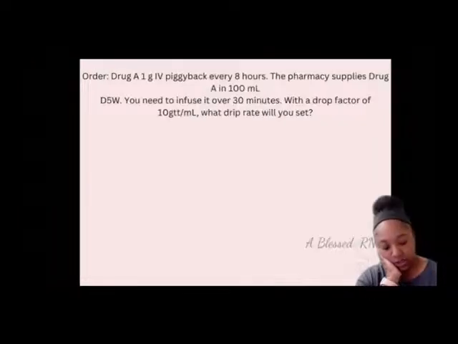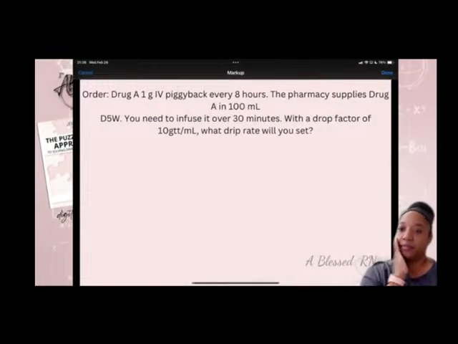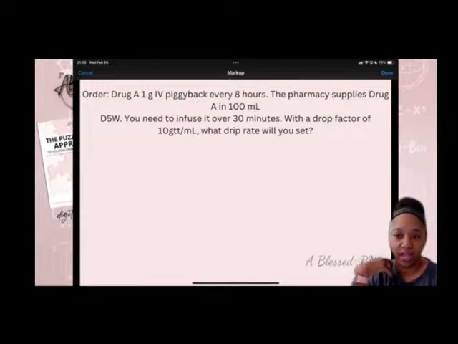I do want to do this one, and then I'm gonna do the insulin one. Okay. Because this has some fluff in it, and I want to show you so we can point out the fluff. Drug A, 1 gram, IV piggyback every 8 hours. The pharmacy supplies drug A in 100 mLs of D5W. You need to infuse it over 30 minutes. With a drop factor of 10 drops per milliliter, what drip rate will you set?